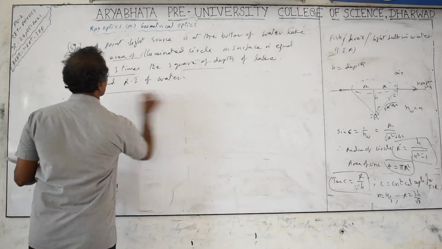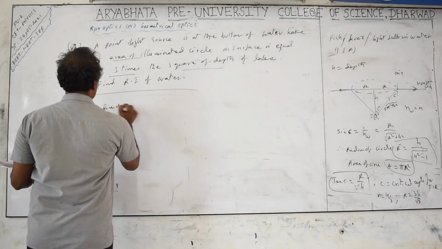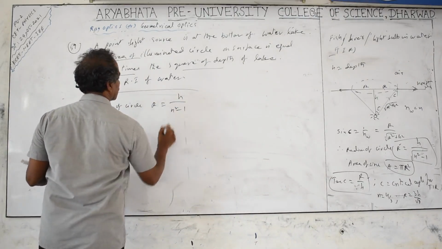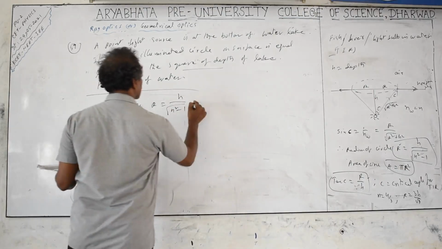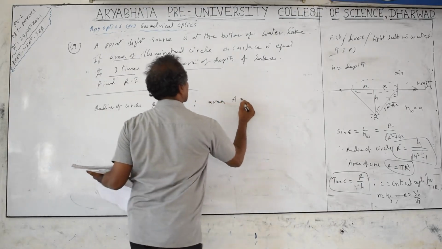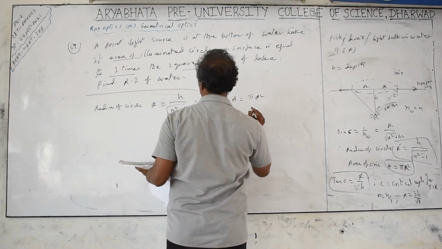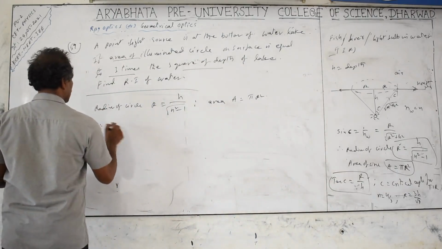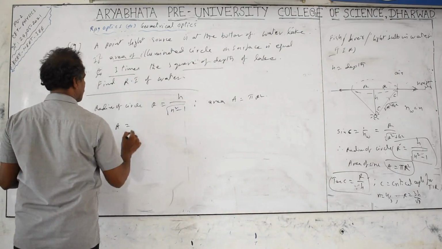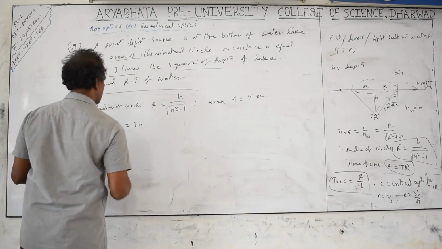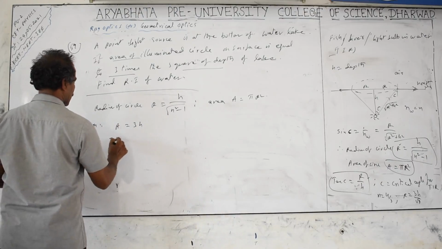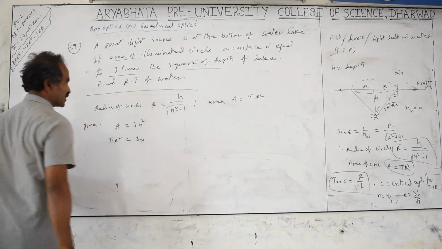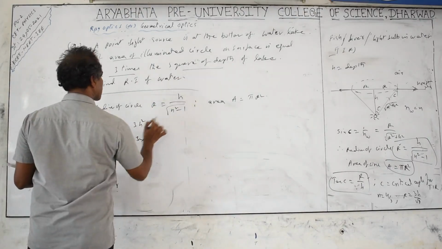The radius of the circle r is equal to h by under root of n square minus 1. The area of the circle is equal to pi r square. You are given area equal to 3 times h square, the square of the depth.